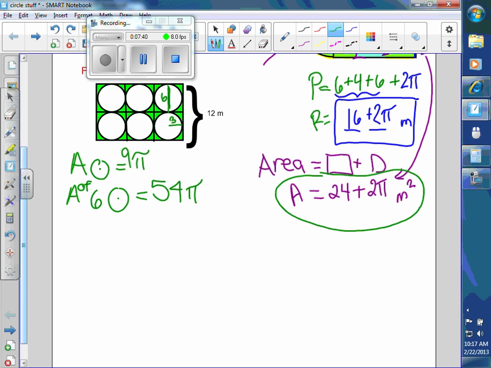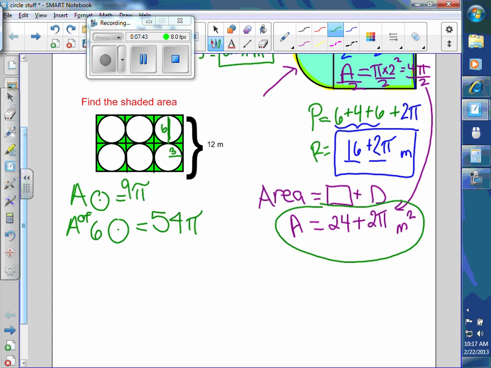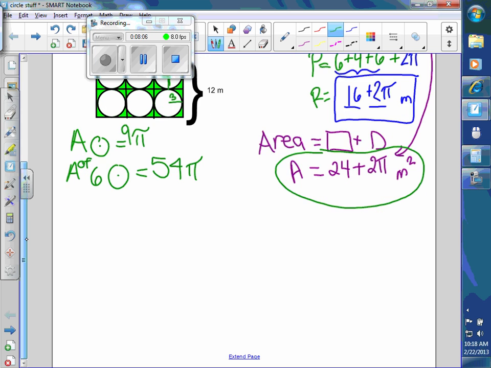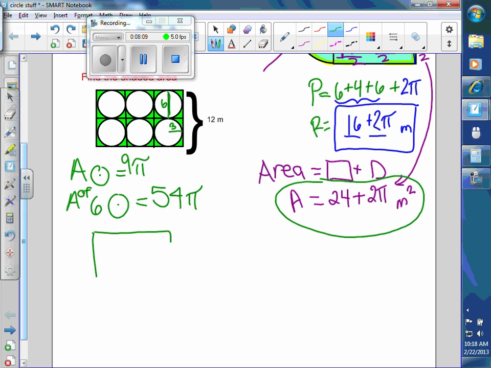Okay, so now what would you do, Ingrid? Think if you had a pair of scissors, and you started with a rectangle, and you cut out all those circles. What operation is really going on? How would you be only left with the green? Subtraction. You subtract, right? So you need to start with your big rectangle, right? And you need to subtract out 6 circles. Okay, so this is 12.